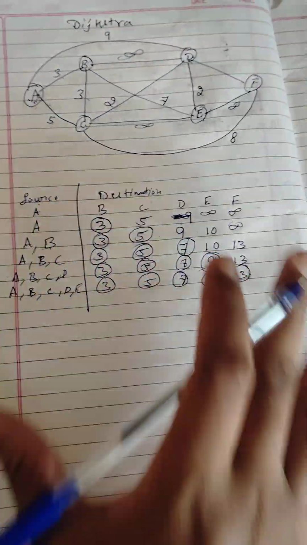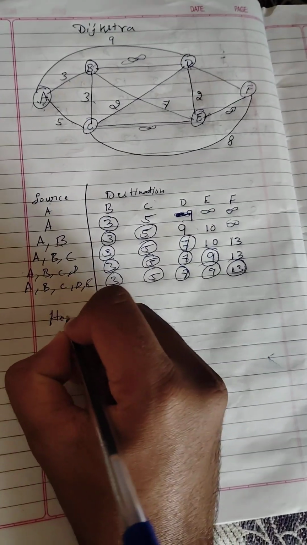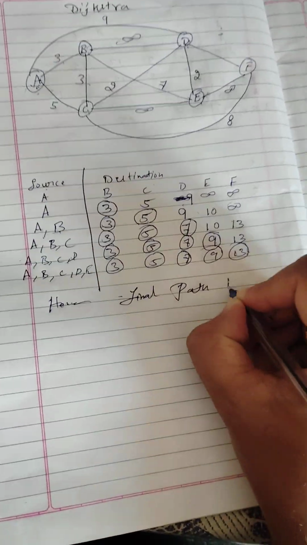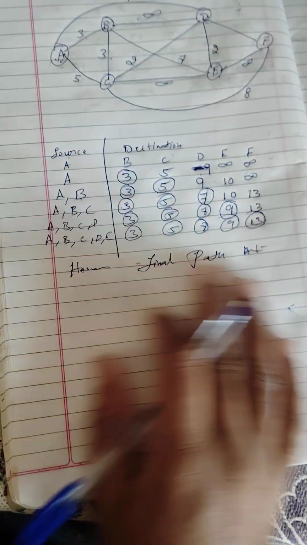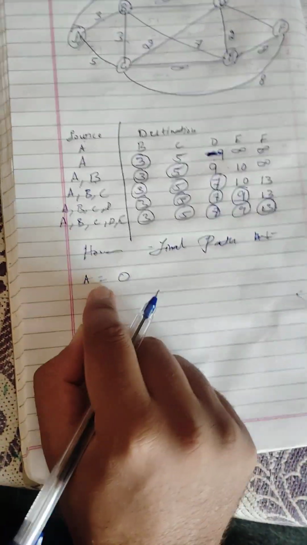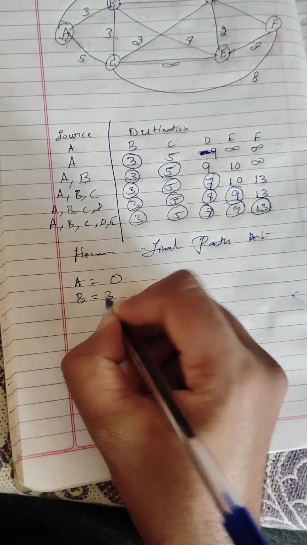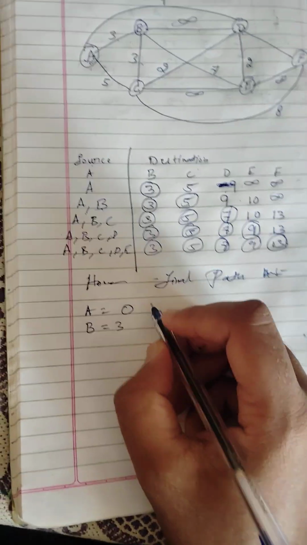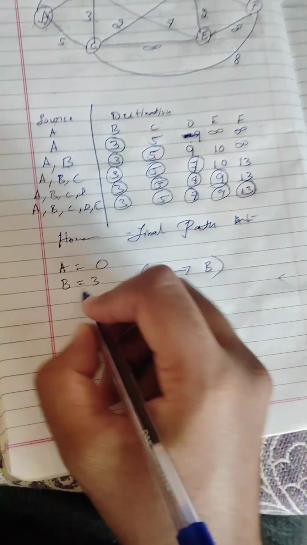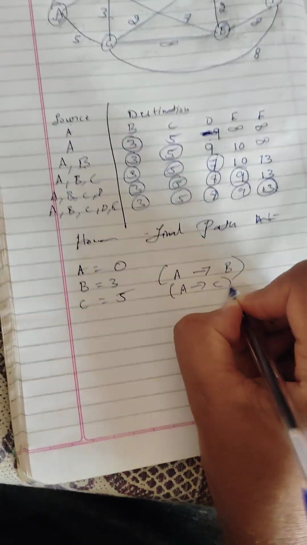Now what I have written here, we want to write in a hence proved format. Hence the final path. For A it is 0, the current state will be 0. Going to B, the shortest path was 3, right? A to B, it is 3. We also want to write the direction, A to B. Then for going to C, it was 5. The direction was A to C, right?